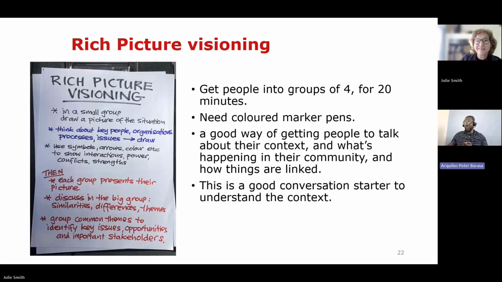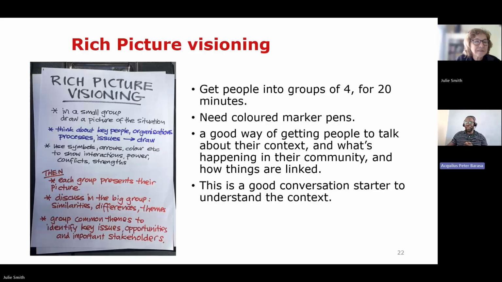When I've done this, people will often sit there for a while going, oh no, what are we going to draw? I don't know what to do, and everyone will stare blankly. Don't jump in as a facilitator, just leave it, and eventually someone will pick up the pen and get it going.